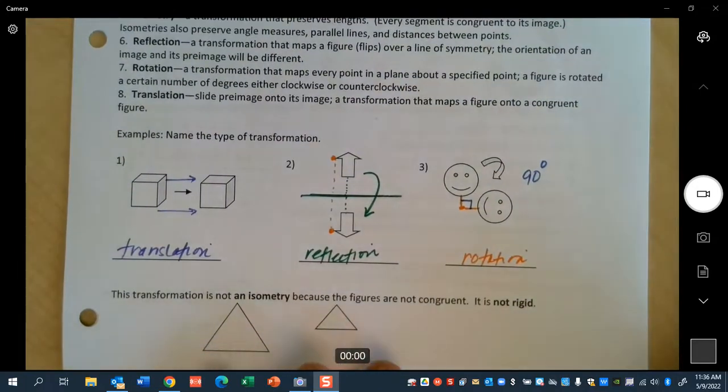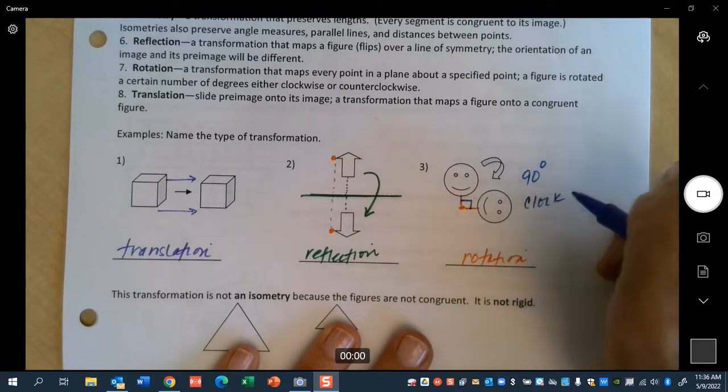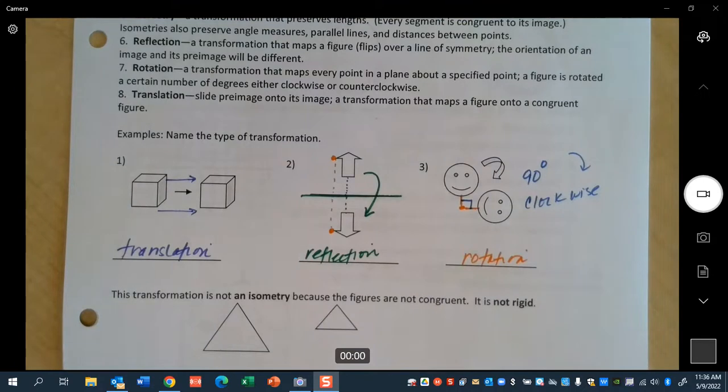And sometimes when we talk about rotations, we talk about clockwise or counterclockwise. So clockwise is going to be that same direction that the hands travel around the clock. So if you were to draw that angle, you can talk about what degree it is.